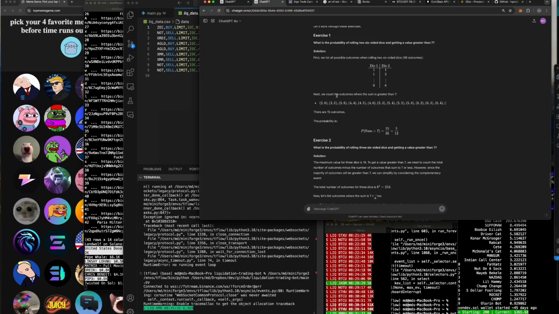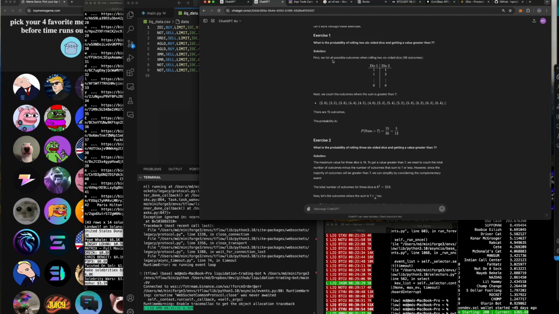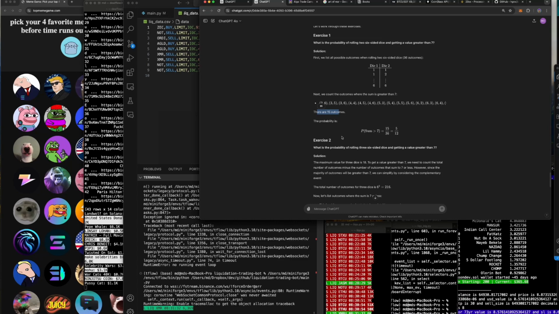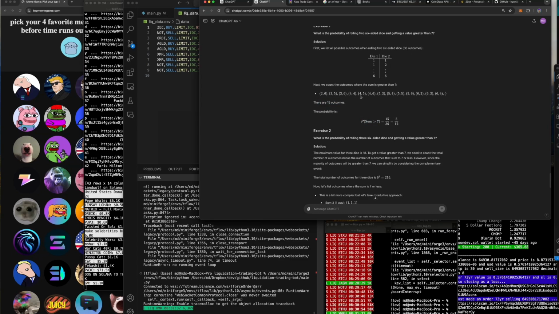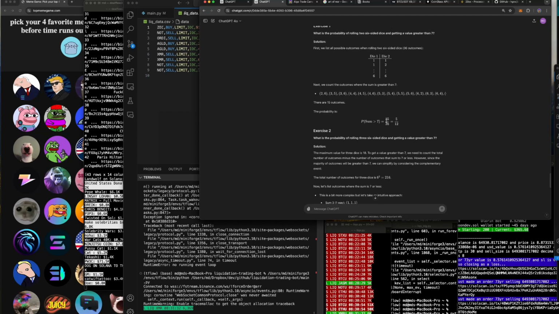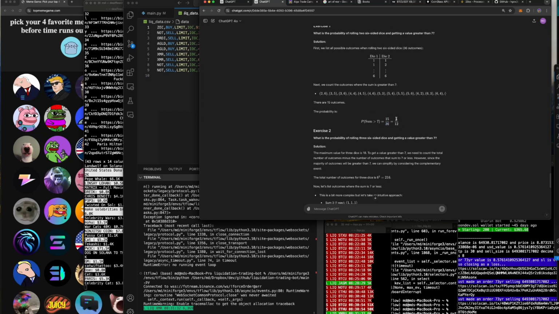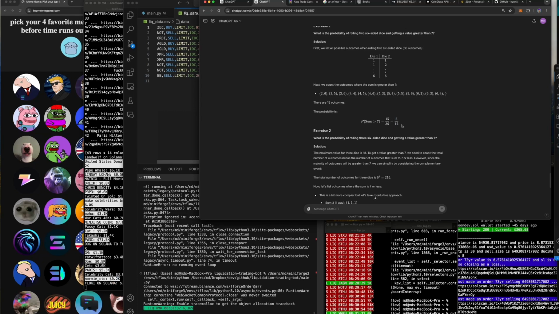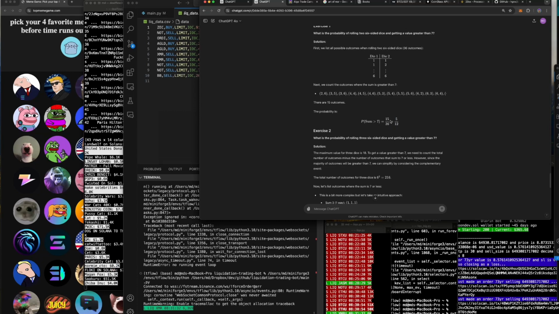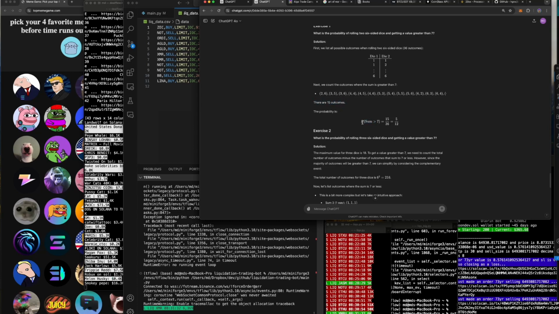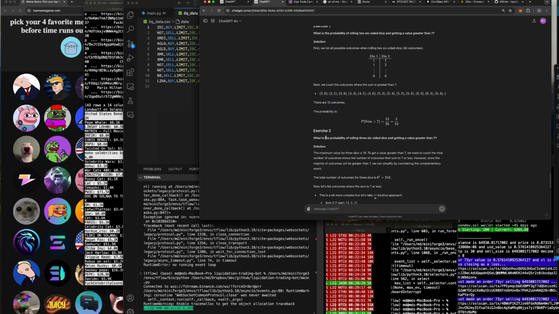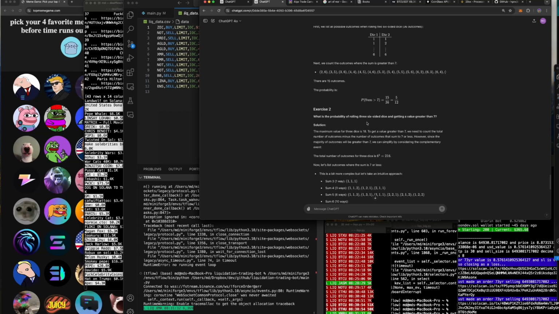Next, we count the outcomes where the sum is greater than 7. There are 15 outcomes. The probability is P(sum > 7). Okay, so there are 15 outcomes, 15 over 36. And what is 5? Oh, that's the same thing. So there's 15 outcomes, probability of sum over 7 equals this. Okay, what is the probability?